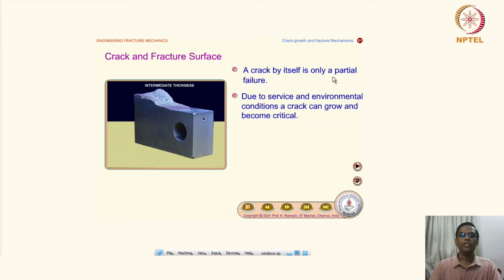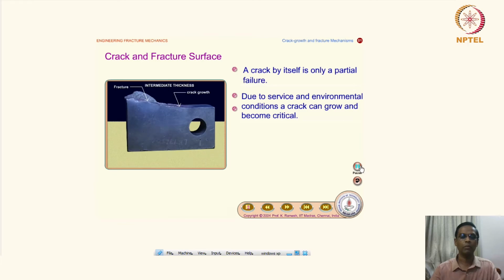A crack by itself is only a partial failure. Due to service and environmental condition, a crack can grow and become critical. Like I mentioned in the overview lecture, a crack has two phases: one is the growth phase and the other is the fracture phase. If the crack reaches a critical length, then only does it try to grow. This is what we are going to prove through fracture mechanics. This can happen during service, depending upon the environment.